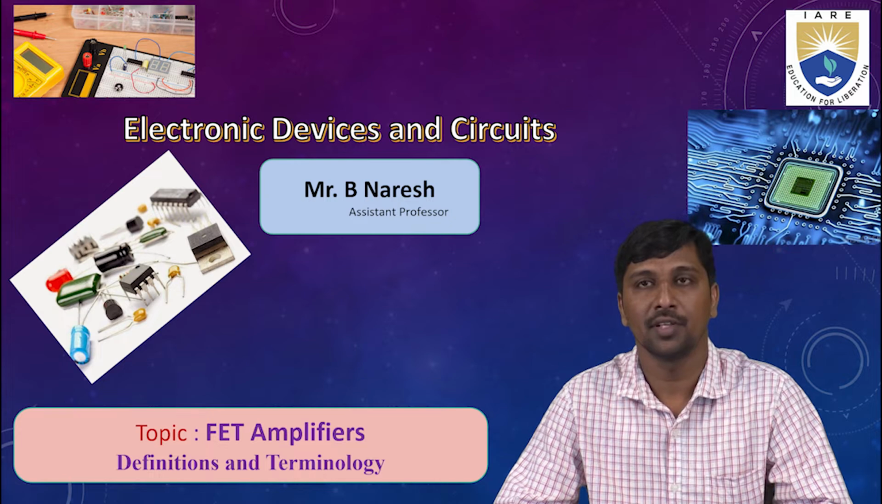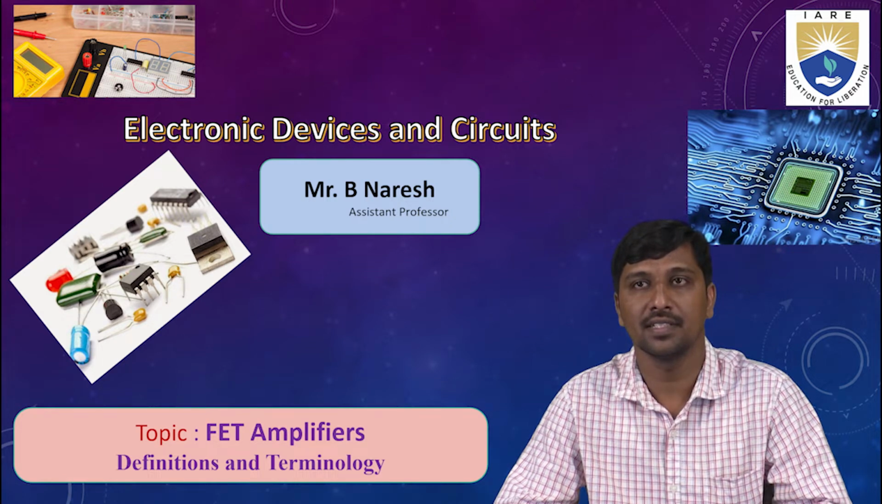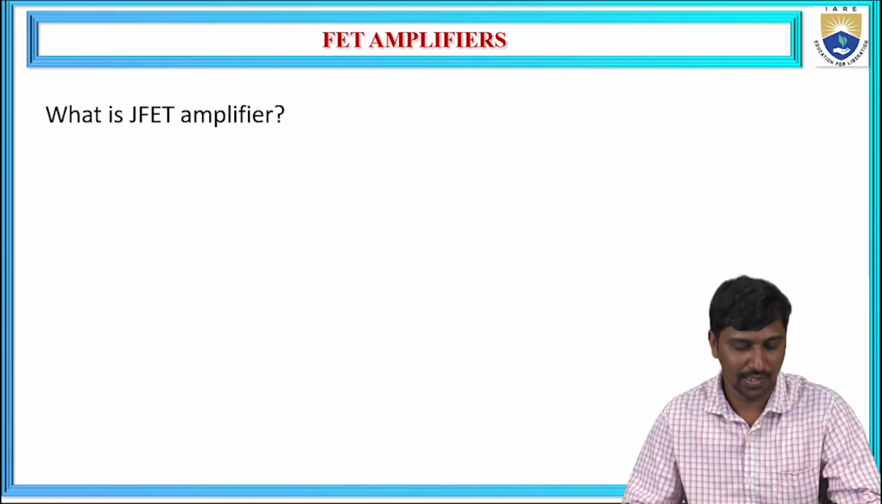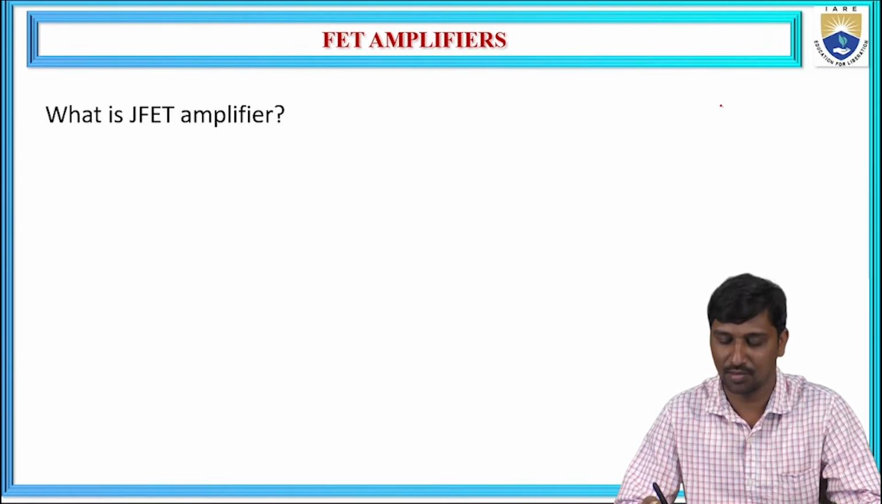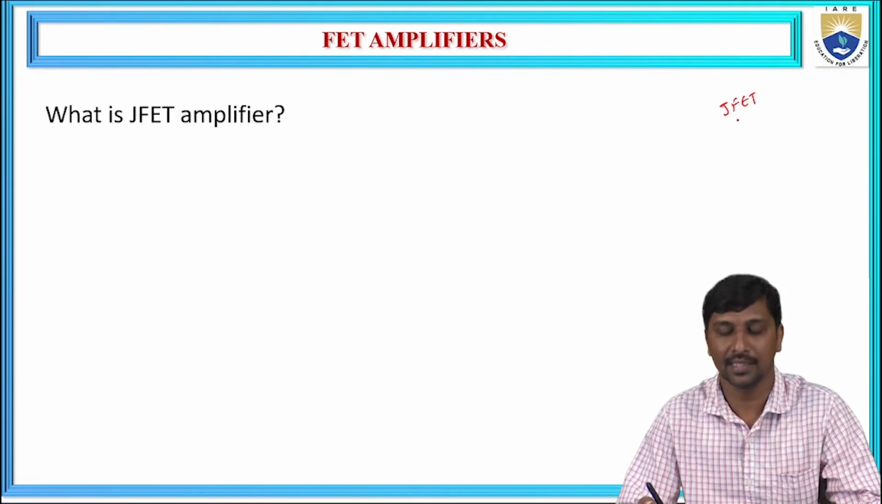In this session, we are going to observe some of the definitions related to FET amplifiers. The first one is, what is a JFET amplifier? Generally, we have two types of FETs. One is called JFET, the junction field effect transistor. Another one is called MOSFET, the metal oxide semiconductor field effect transistor.